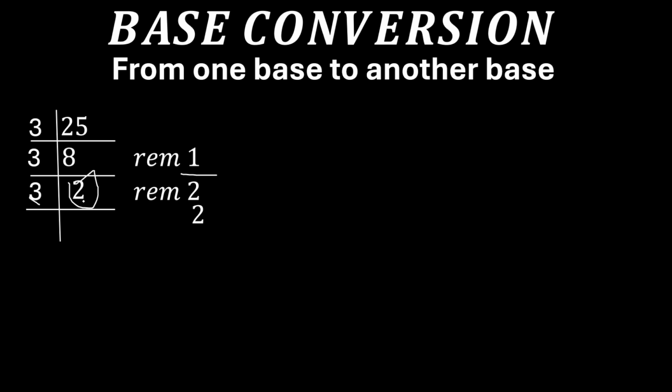When our value is less than the number that we are using to divide it, we arrange the remainders from the bottom up. Are you getting me like that? So what do we have? 221 base 3.